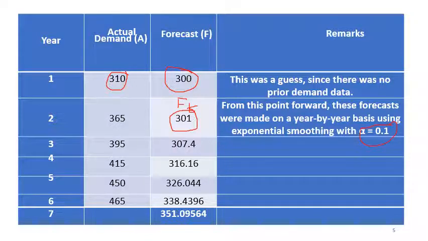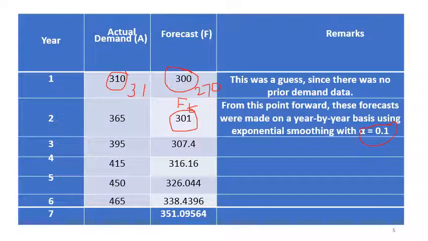So how do you arrive at Ft? Based on the previous mathematical expression which you have seen, alpha into 310 plus 1 minus alpha into 300. That is 310 into alpha, 0.1, which will be 31, and 300 into 1 minus 0.1, that is 0.9, 300 into 0.9, which will be 270.